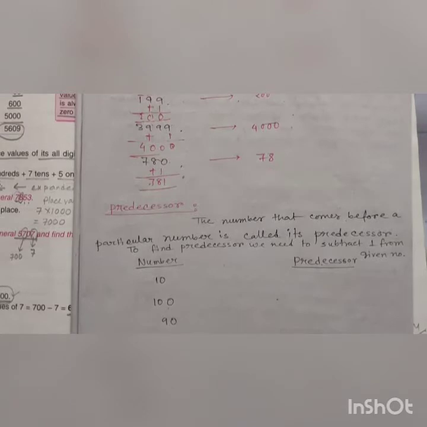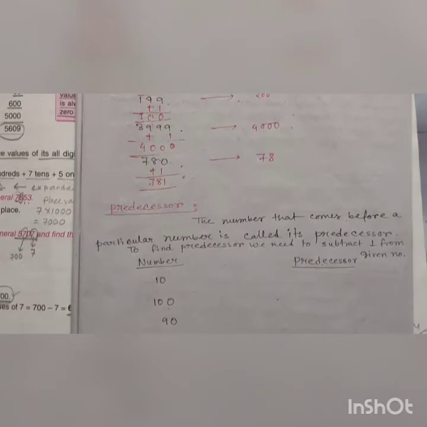So in successor, the number that comes just after a particular number is called its successor, and in predecessor, the number that comes before a particular number is called its predecessor. The number that comes just before one number is called its predecessor.